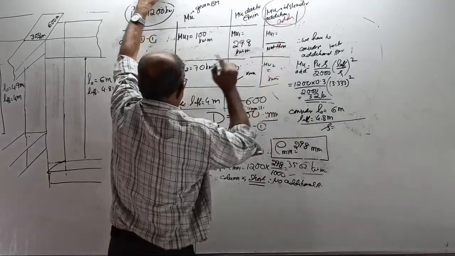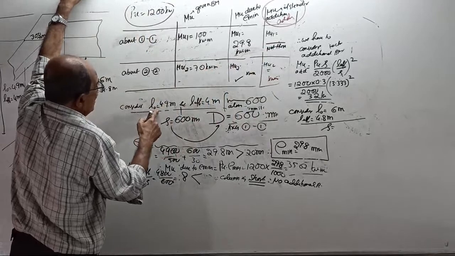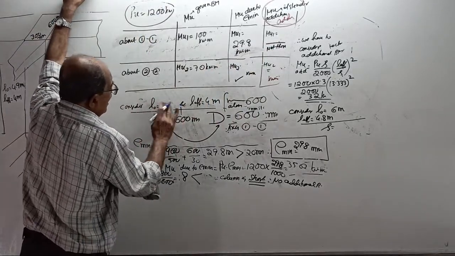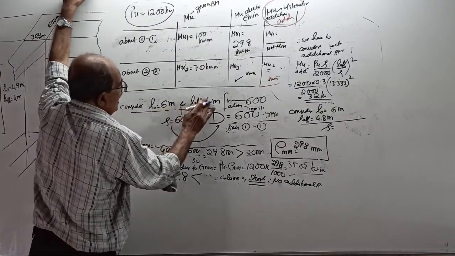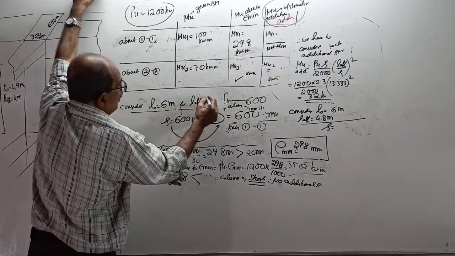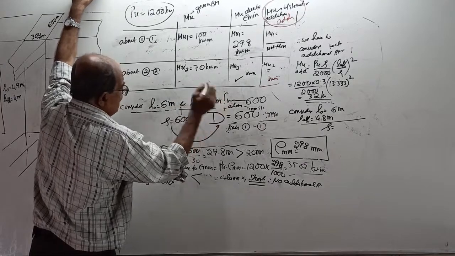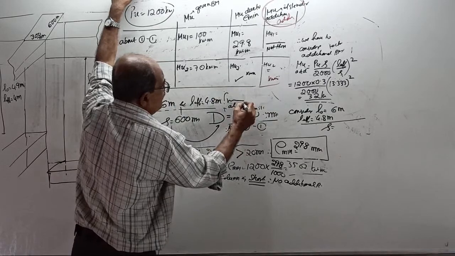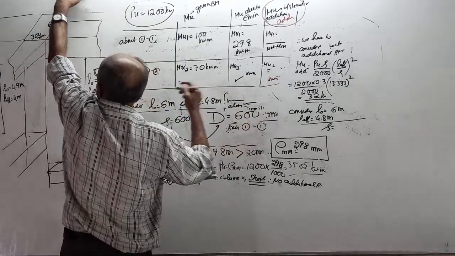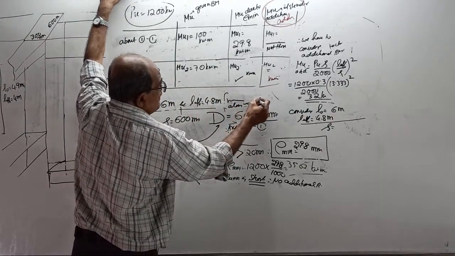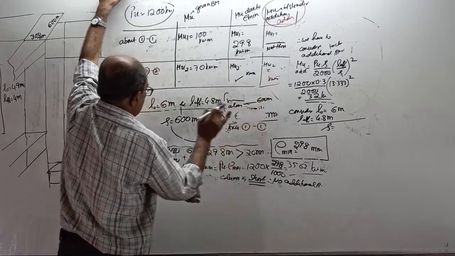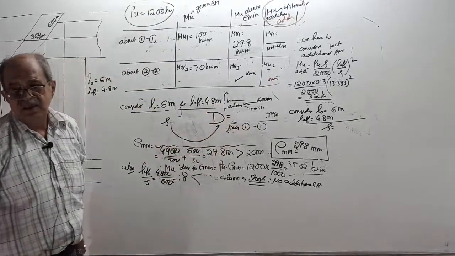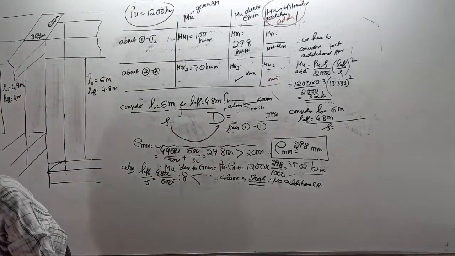Okay, now repeat. Now take L0 equal to how much? 6 meter. L0 equal to 6 meter, and L effective equal to 4.8 meter. Tell fast. What is the side you have to take? Measurement along 600 mm side. Therefore, the side to be considered, and the structural depth.